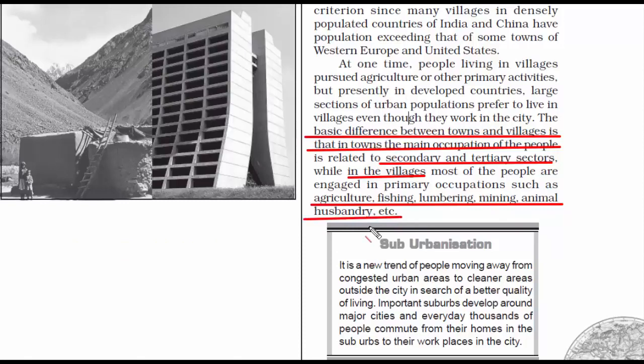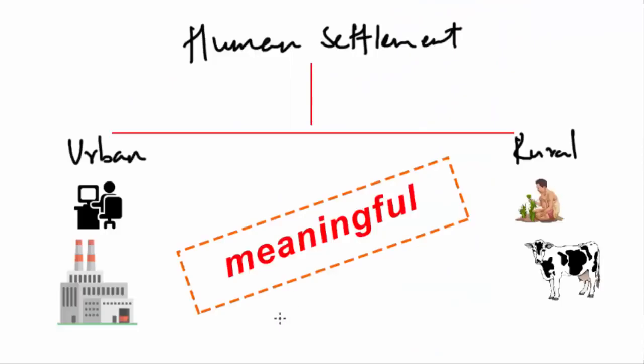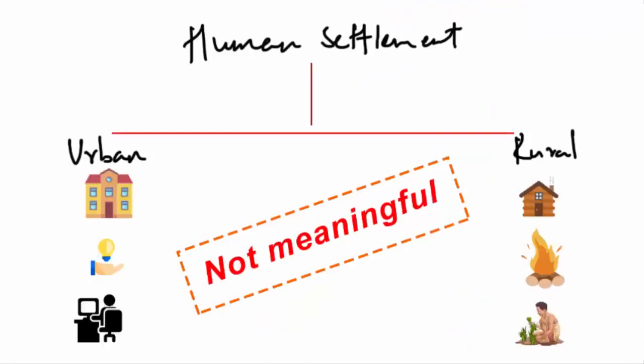Again, the funny thing is that presently in developed countries, large sections of urban population prefer to live in villages, even though they work in the city. So there's always this kind of opposing views. So differentiation between rural and urban based on their functions is more meaningful than seeing it from population size or which one is more developed point of view.